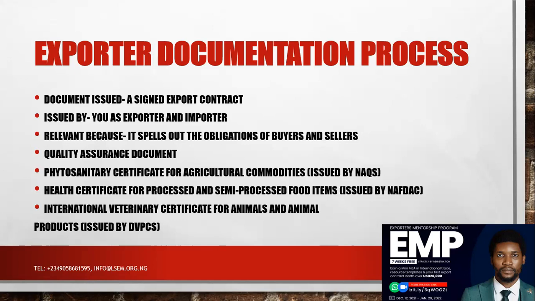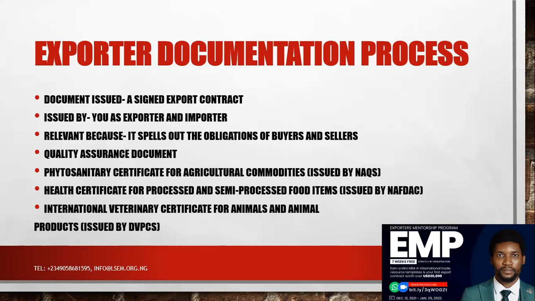Both of you will look at it together, the dealings, the prices, the time frame and all that. If it's agreed by both parties, you both sign it. You sign it, he also signs it. It's relevant because it spells out the obligations of buyers and sellers. That's why your export contract is very important. Whether the importer is giving you an advance payment, part payment, or money as soon as the container lands at the port, or when he receives the container, whatever the agreement is, it has to be spelled out in the contract.